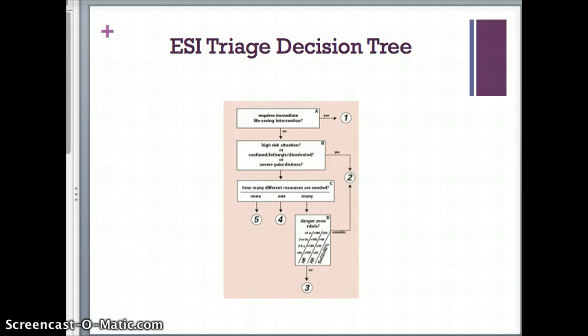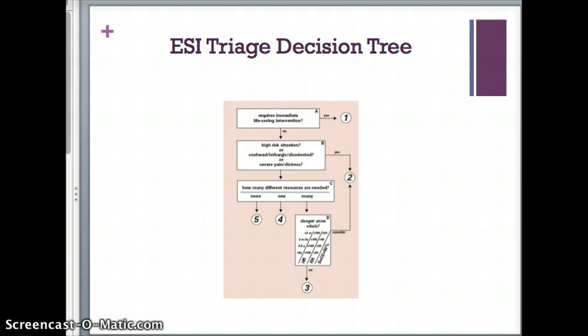The triage of acuity level 1 is somebody who requires immediate life-saving interventions, such as with a code blue, somebody who's going to be intubated and also be doing CPR. Level 2 is a high-risk situation, such as someone who is having chest pain, shortness of breath, someone you're concerned about a heart attack. Triage acuity level of 3 is somebody who possibly has some danger zone vitals.